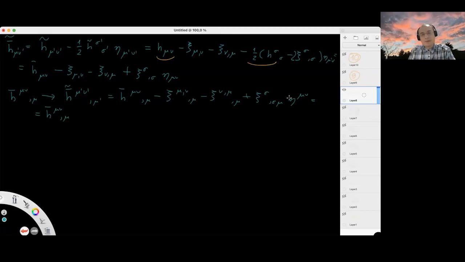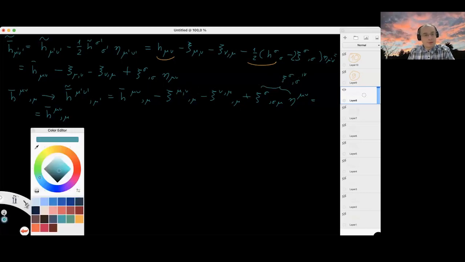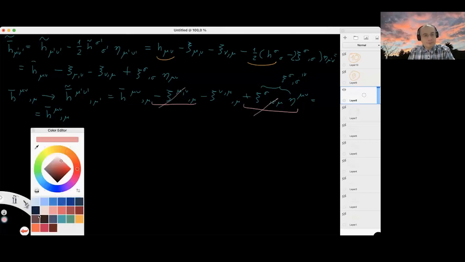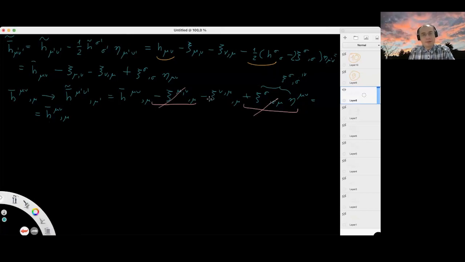Now, this is, in other words, psi sigma differentiated by sigma and mu. And that's the same thing as here, but with a different sign. So these two terms, this one here and this one here, cancel out. Because of that, we are left with minus psi mu,nu nu. And that's just the box operator acting on the components of xi.